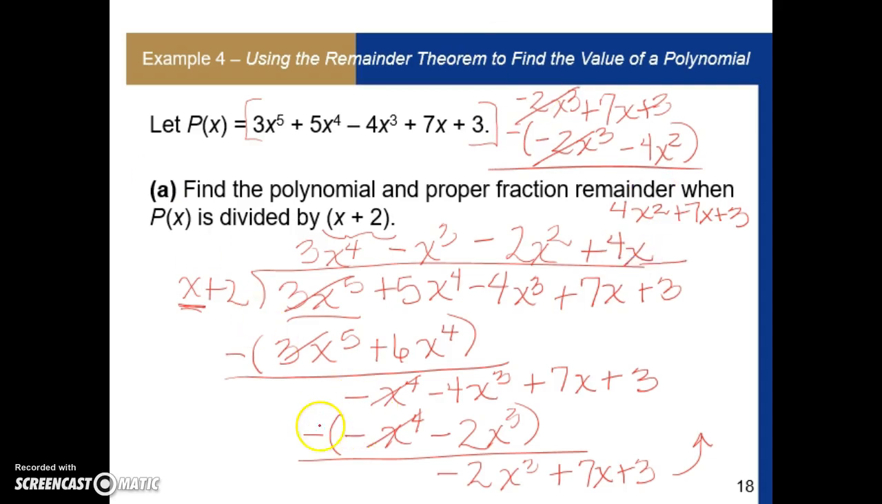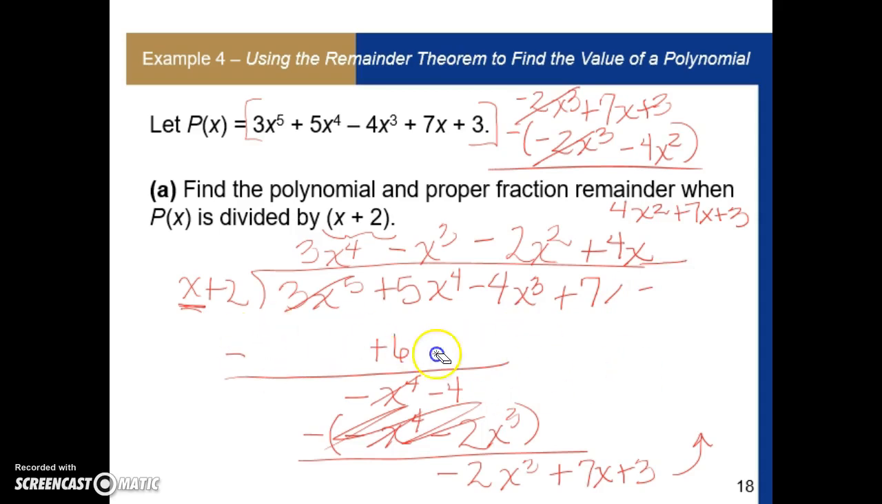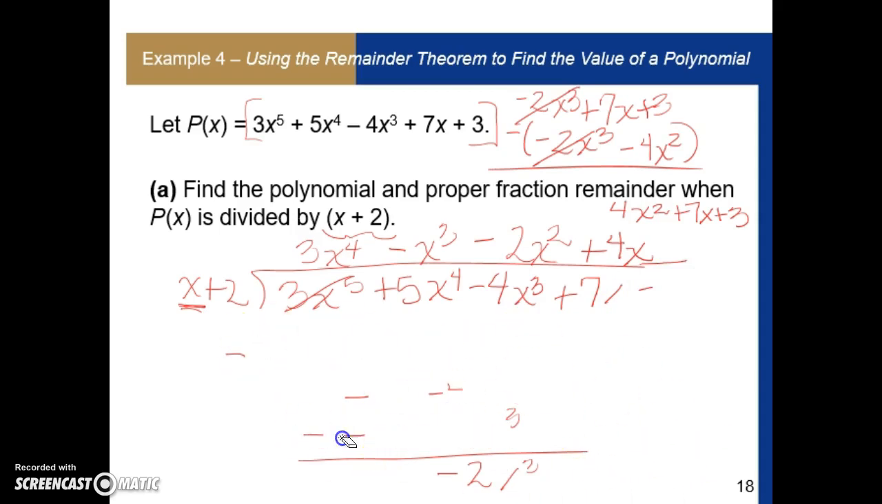Let's give myself some more space here. Oops, wrong one. Let's just clean this off just a little bit so we have some more space.